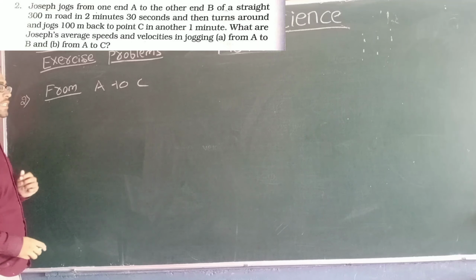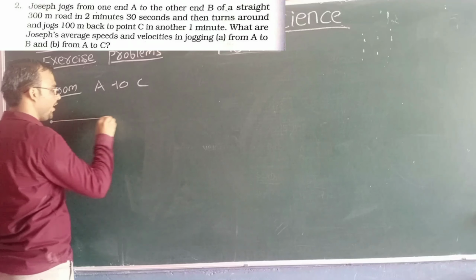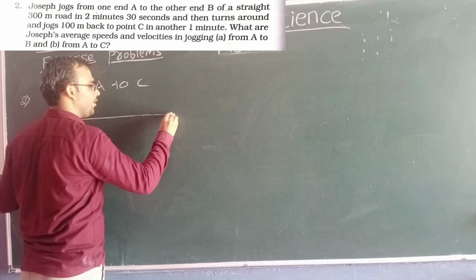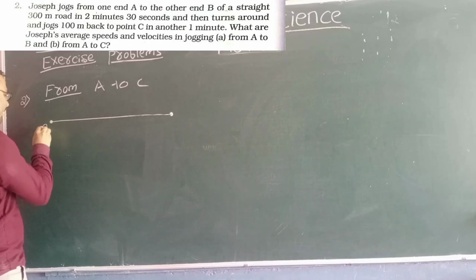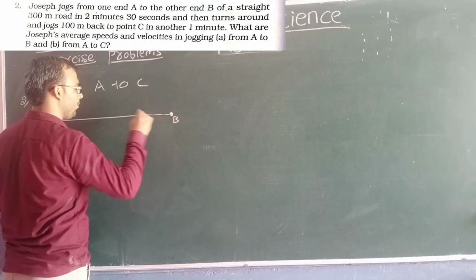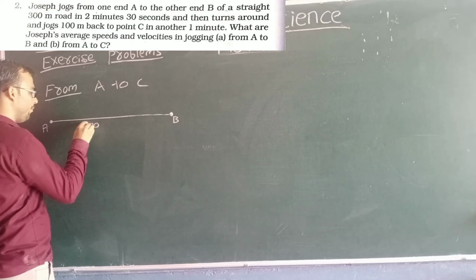Now we will see the second case, where Joseph has started his jogging at A and reached a point B. So this is point A and this is point B. The distance between these 2 points is 300 meters.